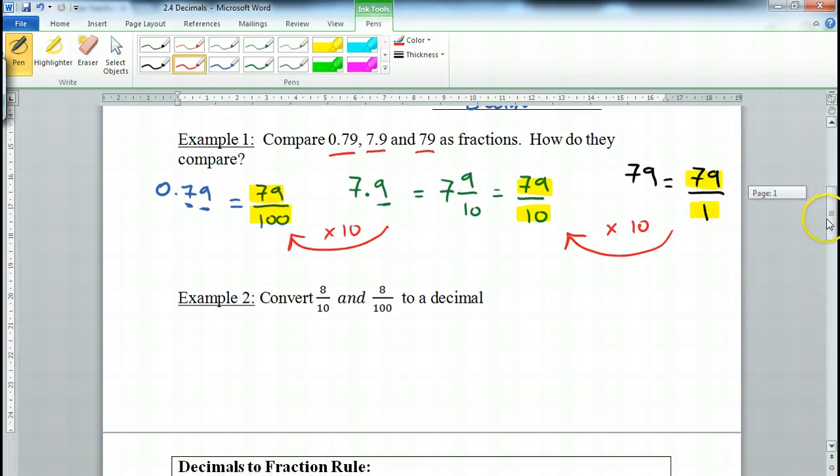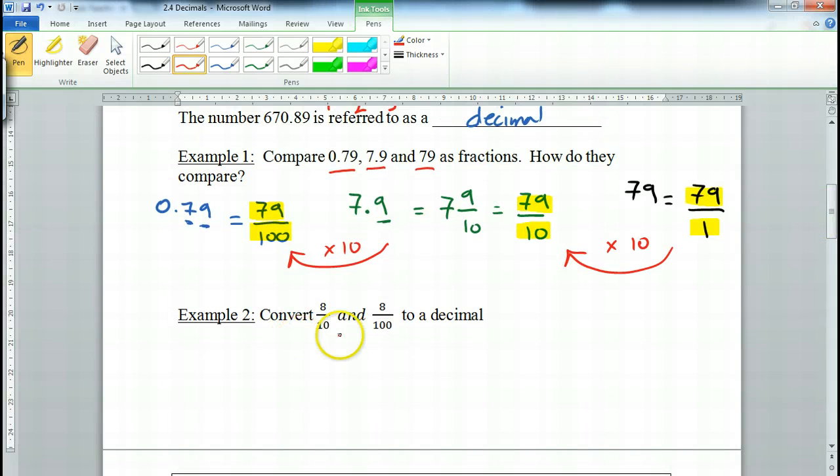Okay, now let's go backwards and convert fractions to decimals now. Let me just make a quick point here. Back to the above example: if this 79 over 1 is 10 times bigger than 79 over 10, and this one is 10 times bigger than the first one, then the third one must be 100 times bigger than the first one. So if we multiplied 0.79 by 100, we would get 79.